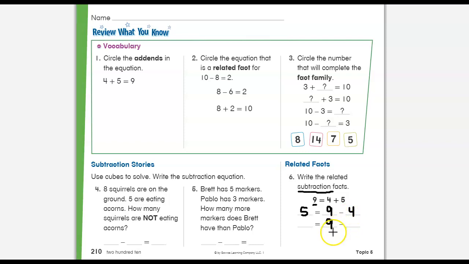So for the second related fact, I want you to write another related fact using the numbers 4 and 5. So in this first problem, we said 5 equals 9 minus 4. So now, write the other related fact using the numbers 4 and 5. So use these blanks to write the number 4 and the number 5.